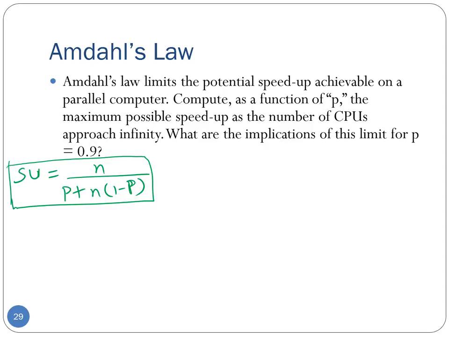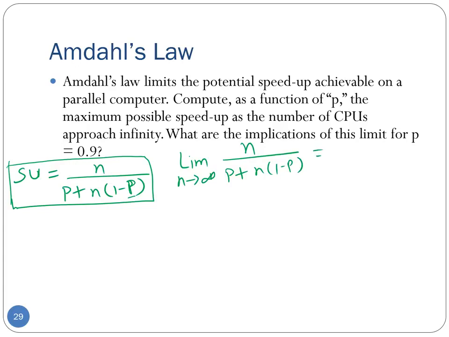The question is asking to compute, as a function of p, the maximum possible speed up even if you have infinite CPUs. So if you want to compute how much maximum speed up you will get over infinite CPUs for a given process that has a portion p parallelizable, you simply compute the limit as n tends to infinity of this function, n divided by p plus n into 1 minus p.